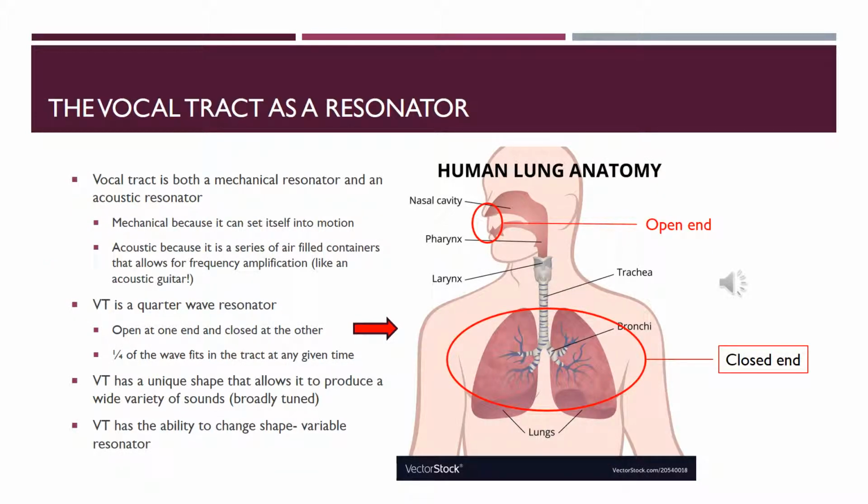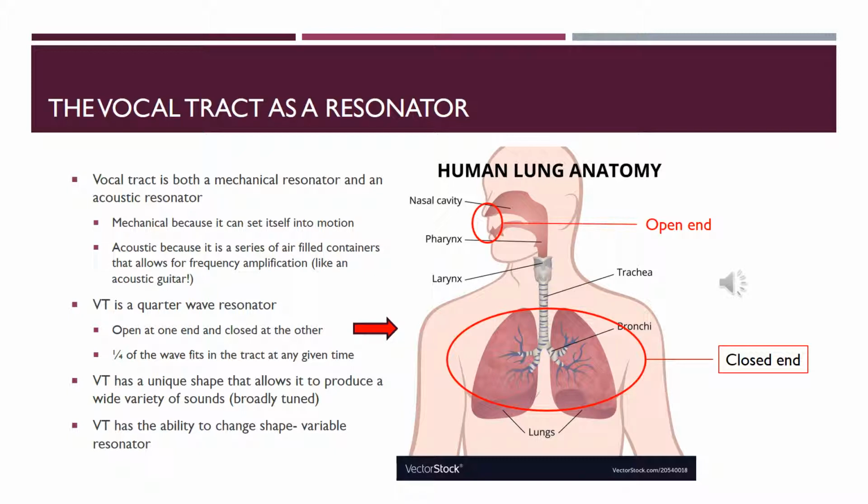Just like the wine glasses and the auditorium in the previous example, the vocal tract is also a resonator. The vocal tract is considered both a mechanical resonator and an acoustic resonator. It's considered mechanical because it has the ability to set itself into motion. And it's acoustic because it's a series of air-filled containers that allows for frequency amplification, just like a guitar.